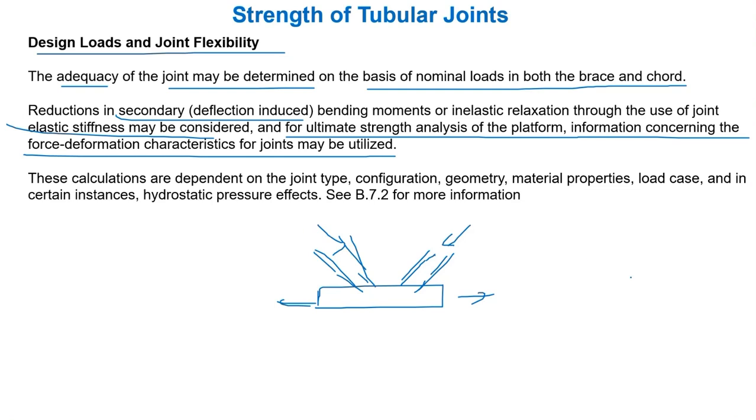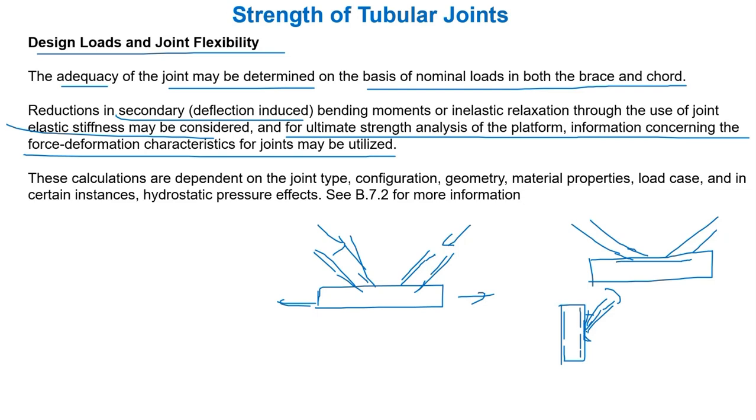It means that when we are using some ultimate analysis, like reserve strength analysis, we need to consider this joint flexibility. Why are we saying this? If we have the can member like this and brace like this, it's not always rigid. It can also rotate because of the moment. Locally it can rotate. So this joint has some flexibility. It's not a completely rigid joint.